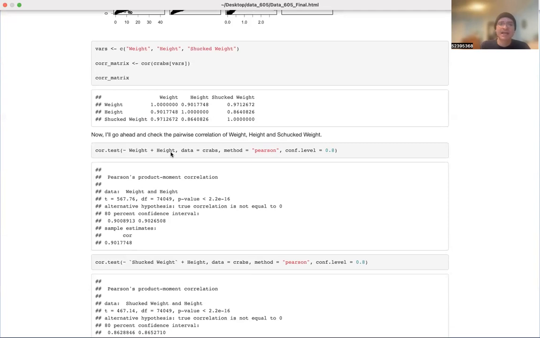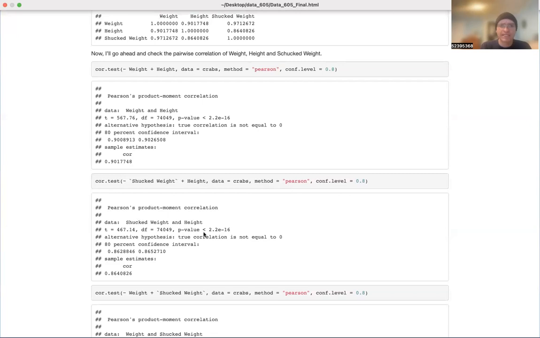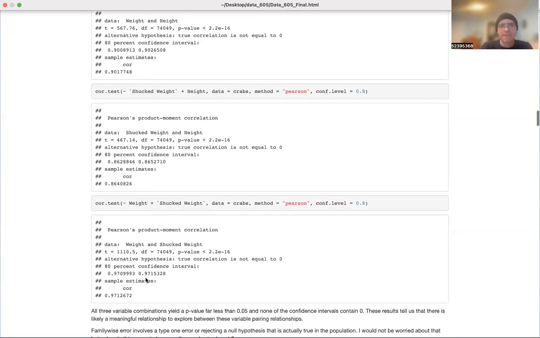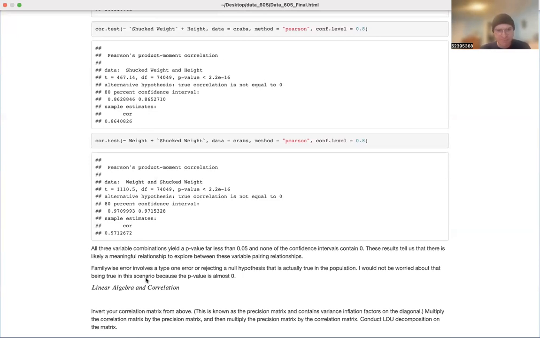So then I checked the pairwise correlations for weight, height, and shucked weight. The correlation for weight and height gave me a correlation value of 0.9. The correlation test for shucked weight and height gave me a correlation value of 0.86. And the correlation test for weight and shucked weight gave me a correlation value of 0.97.